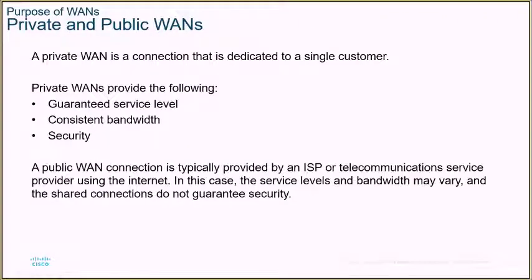Okay, so there are private and public WANs. A private WAN is a connection that is dedicated to a single customer, and so you get guaranteed service levels, consistent bandwidth, and security. While a public WAN connection is typically provided by an ISP or telecommunications service provider using the internet. In this case, the service levels and bandwidth may vary, and the shared connections do not guarantee security.